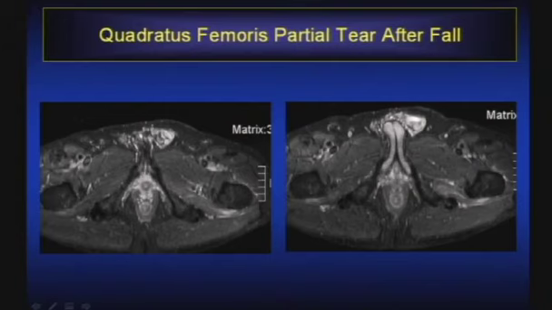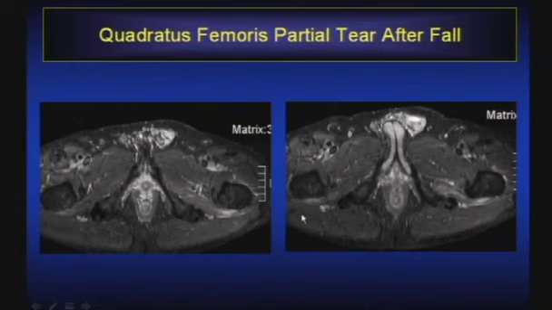One more case here, quadratus femoris partial tear after a fall. And this was an elderly patient. This person was in their 70s. And in this case, again, look where we're seeing signal. Here more at the osseous attachment site. Not only on the left side, we do see some mild changes on the right side as well.